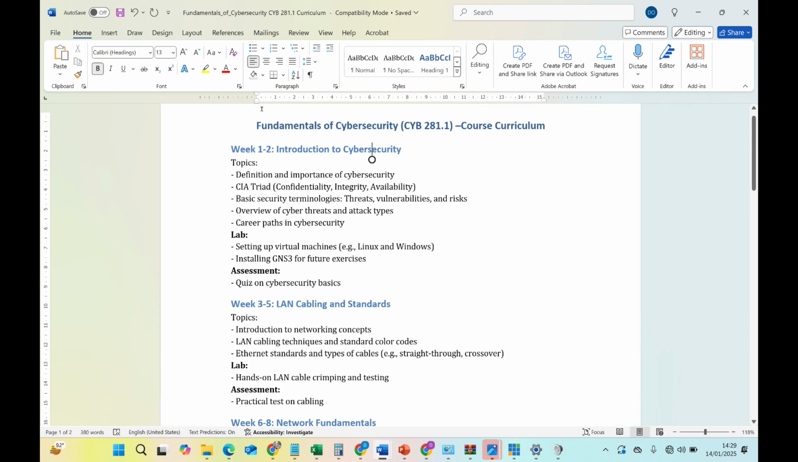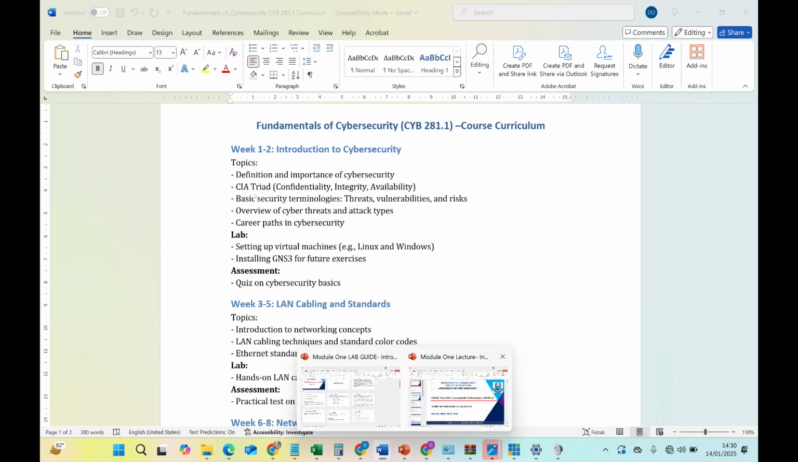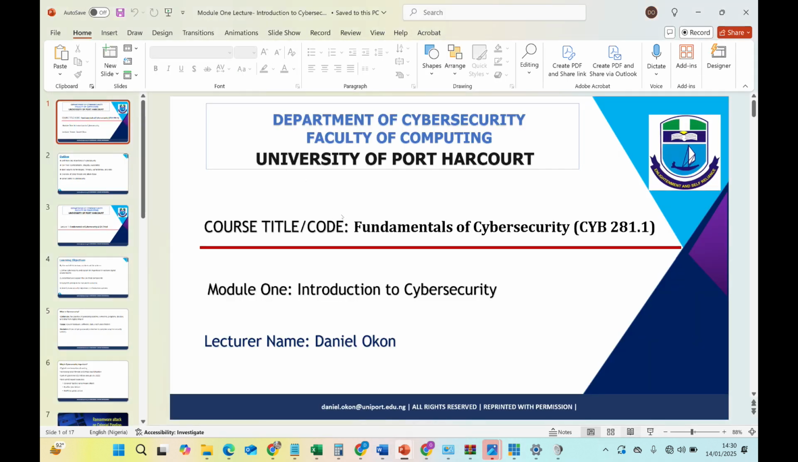Okay. So we are working with this, and for today we'll be looking at week 1, that is introduction to cybersecurity. So we'll be seeing week 1 and week 2. Then we'll be doing a lab. Please, do you come with your laptops? Okay. So we'll be doing part of the lab today after the lectures.